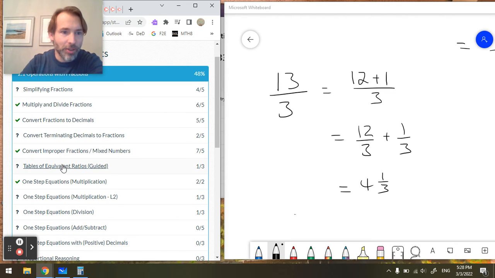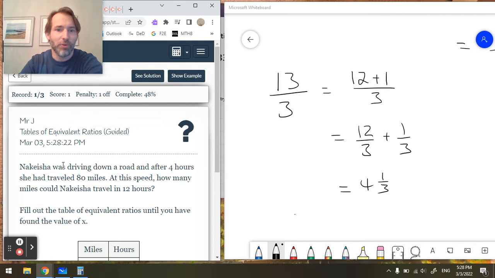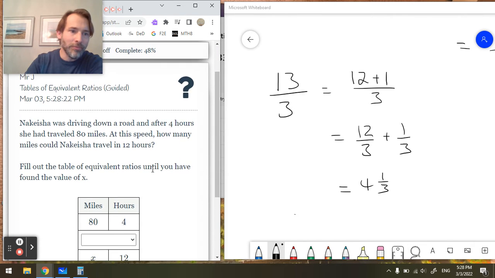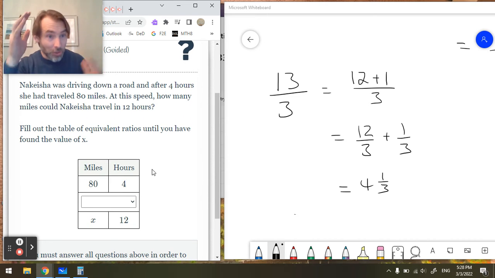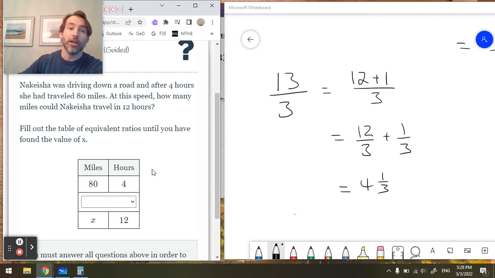Okay, next topic. This is a really fun one. Tables of equivalent ratios. Nakisha was driving down a road, and after 4 hours, she traveled 80 miles. We want to know, at that speed, how many miles could she travel in 12 hours? If you're shouting at your screen 240, you're doing well. If you're not shouting at your screen, but you're thinking it here, good for you.